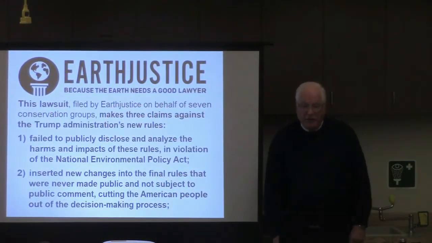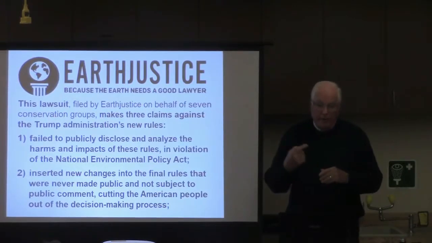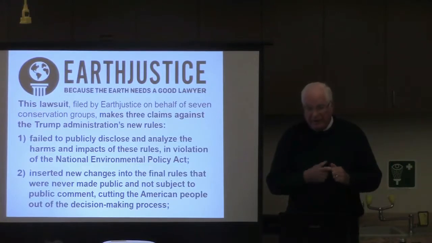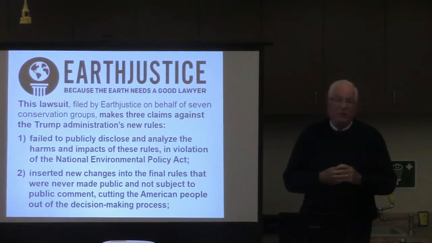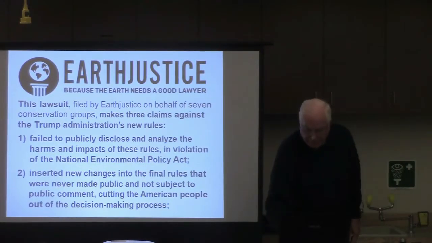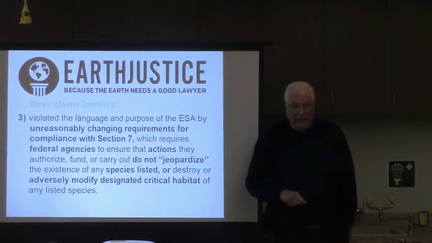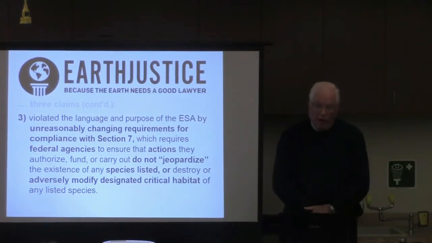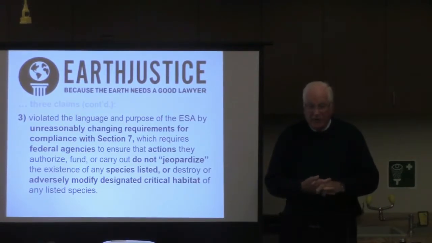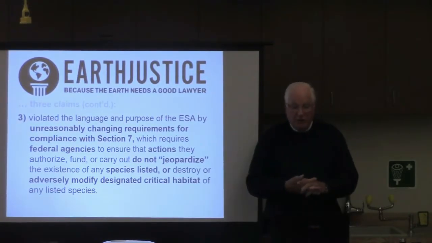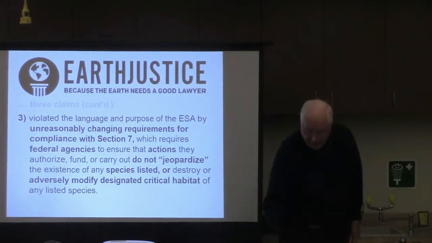So this lawsuit makes 3 claims against the new rules. Number 1, the administration failed to publicly disclose and analyze the harms and impacts of these rules in violation of the National Environmental Policy Act. Number 2, they inserted new changes in the final rules that were never made public and not subject to public comment, cutting people out of the decision-making process. Number 3, unreasonably changed requirements for compliance with Section 7, where federal agencies' actions cannot jeopardize species listed or adversely modify their critical habitat.